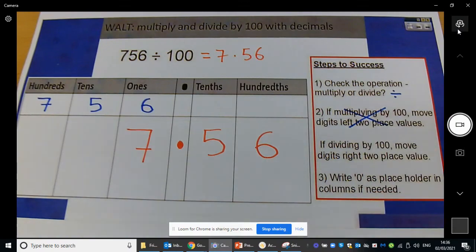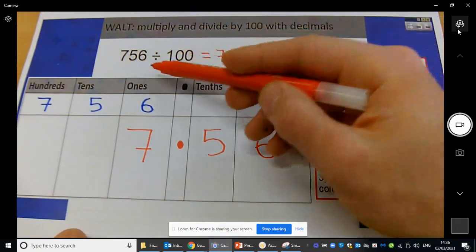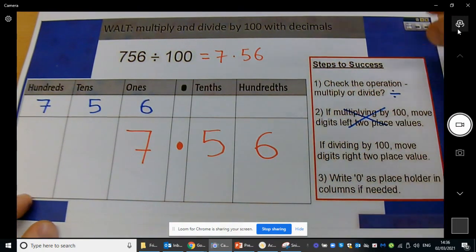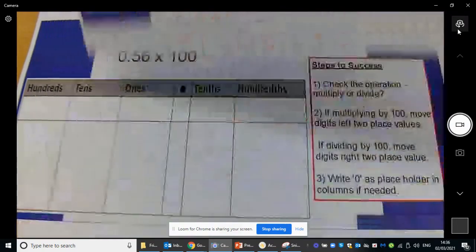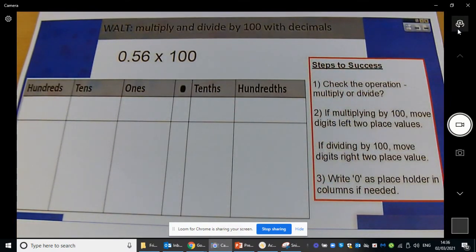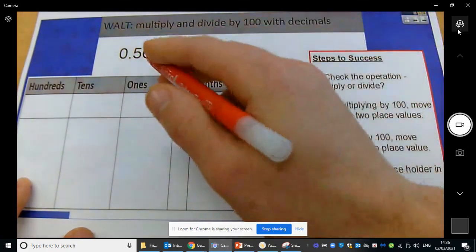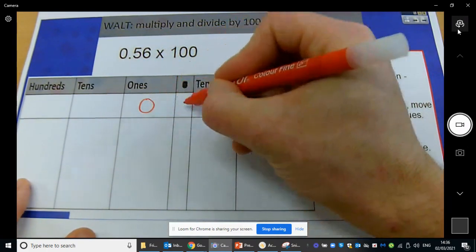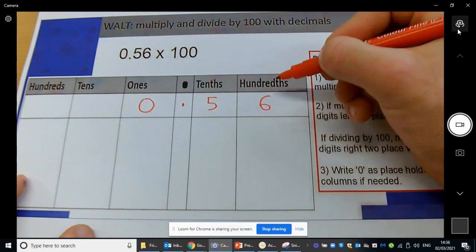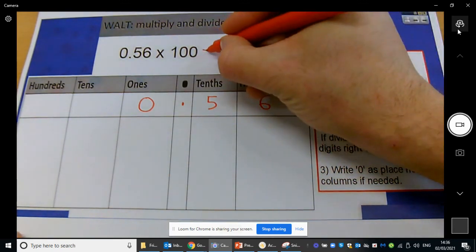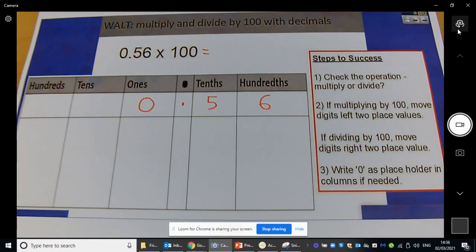Now, does that look right? If we're dividing, the number should be getting smaller. Is our answer smaller than the part from the question? Absolutely it is. So, I'm going to leave this one up to you now. So I will write 0.56 in our place value chart there. What I would like you to do, please, go through the steps, and can you see what the answer to that would be? So pause the video now. Off you go.